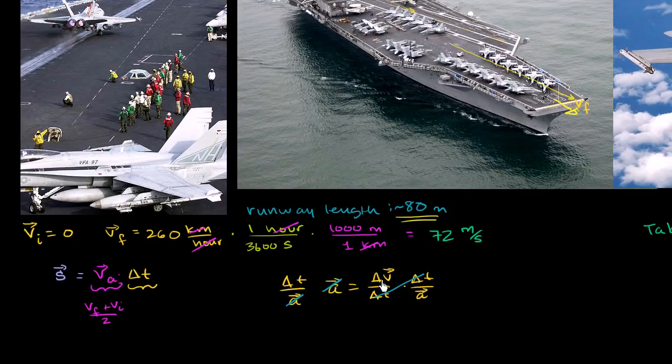So what's the change in velocity? Change in velocity is the same thing as your final velocity minus your initial velocity, all of that divided by acceleration. So this delta t part we can rewrite as our final velocity minus our initial velocity over acceleration. And just doing this simple little derivation actually gives us a pretty cool result.